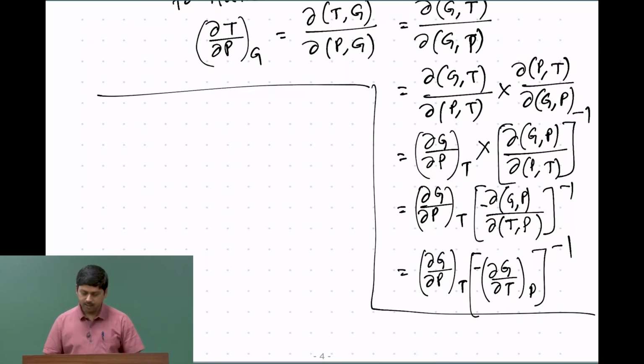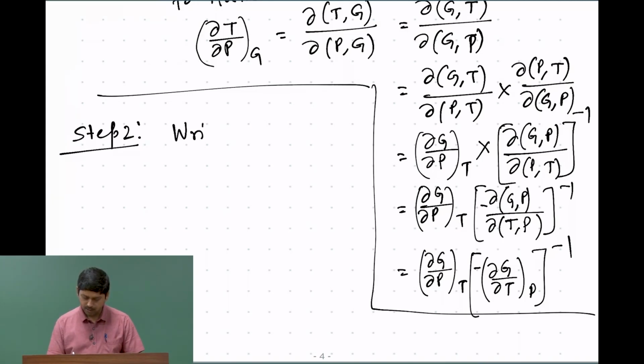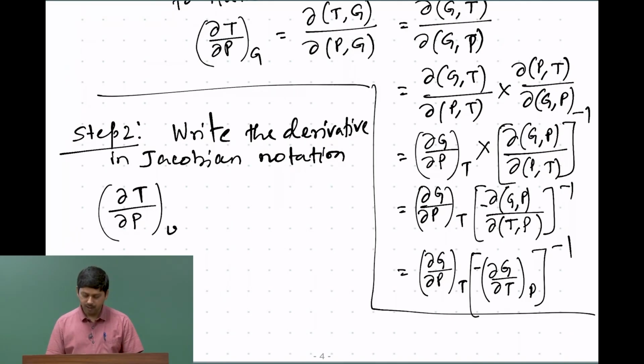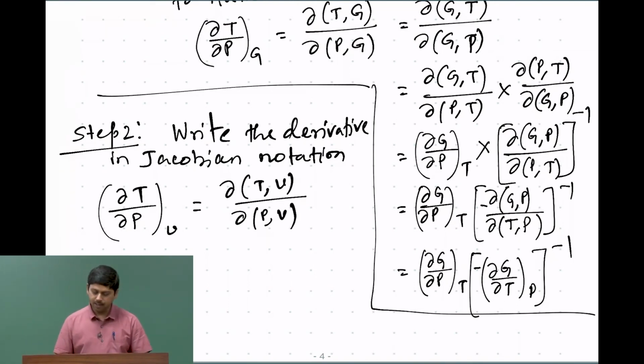Now, step 2 of the reduction. Write the derivative in Jacobian notation, that I have already discussed. For example, if you have del T by del P at a constant volume V, you can write that as del (T, V) by del (P, V). Remember, we showed that if one of the variables is the same, then it will come like that. So, you can show that.